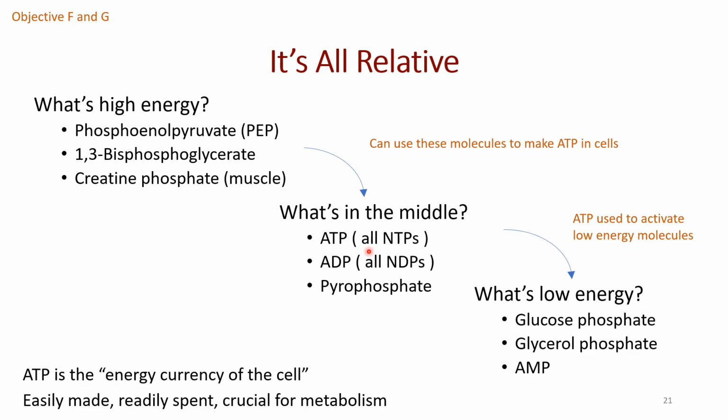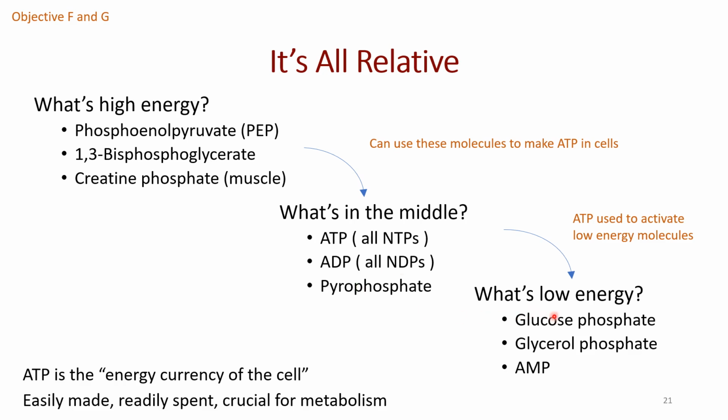So what's in the middle? ATP. Actually, all nucleotide triphosphates are in the middle. And ADP isn't bad either. ADP has about the same energy as ATP because ADP also has that phosphoanhydride bond in it. And then pyrophosphate, which we saw before, those two inorganic phosphates that are linked together, has the same energy as a phosphoanhydride bond in ATP or ADP as well.